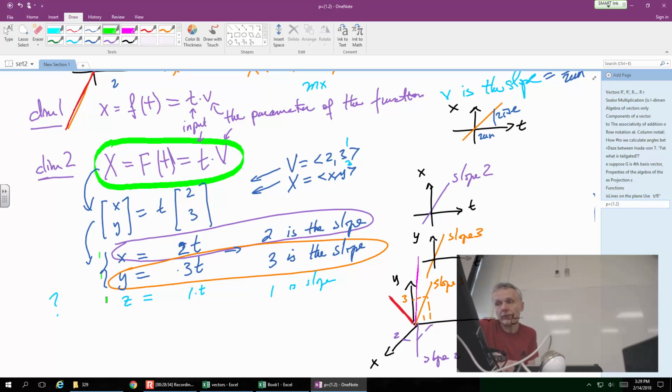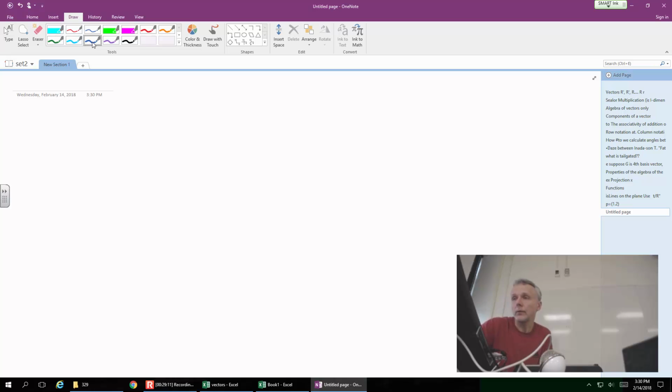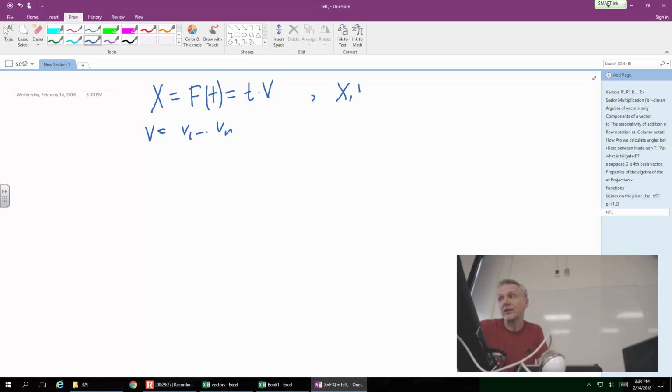But we're still able to at least catch some of that if we just look at one component function at a time. So that's the way to describe them. Let me write it. So x is equal to f of t equal to t times v, a linear function. Suppose v is equal to (v1, ..., vn). So now we're talking about n-dimensional space. X and v are n-dimensional. Okay. Are you familiar with this symbol?